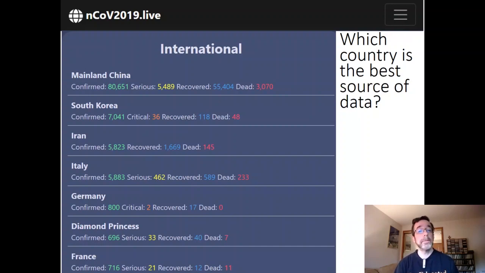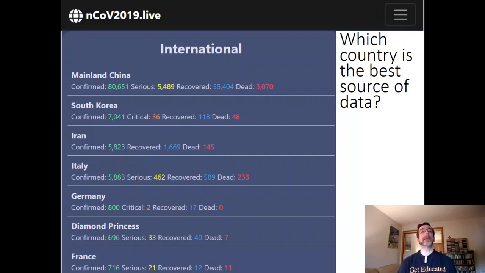Mainland China is on top because that's where the epidemic started. And you see you have the numbers there: confirmed, serious, recovered, and dead. So you can get the numbers there and calculate, and the Chinese numbers are definitely scary. It's 80,000 confirmed cases, 3,000 dead. And that comes out to be about a 3% fatality rate. That's pretty high, and much, much higher than the regular flu. The regular flu is about a 0.1% fatality rate.